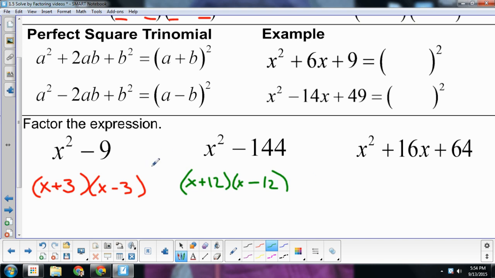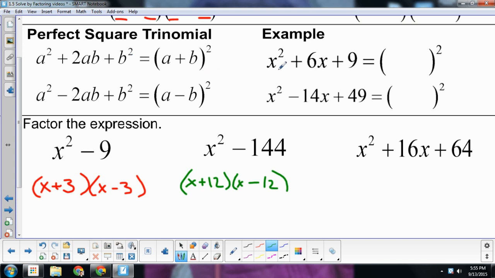Now, the other factoring pattern that we should be familiar with is the perfect square trinomial pattern, because we dealt with this when we completed the square to solve quadratic equations. So if I have a square at the beginning, a square at the end, and twice their roots in the middle, I can factor this into the square of a binomial. The binomial starts with the square root of the first term and then ends with the square root of the second term.